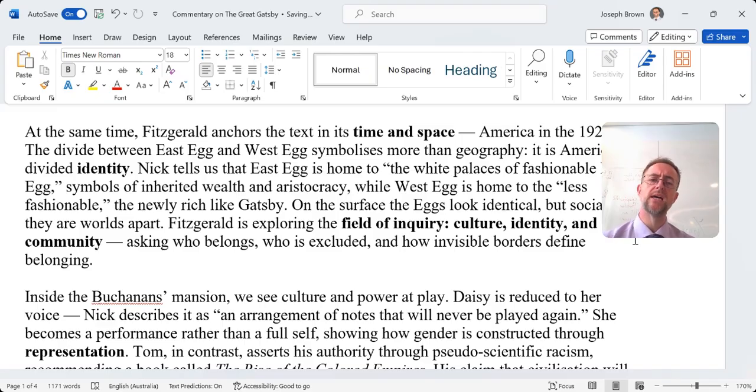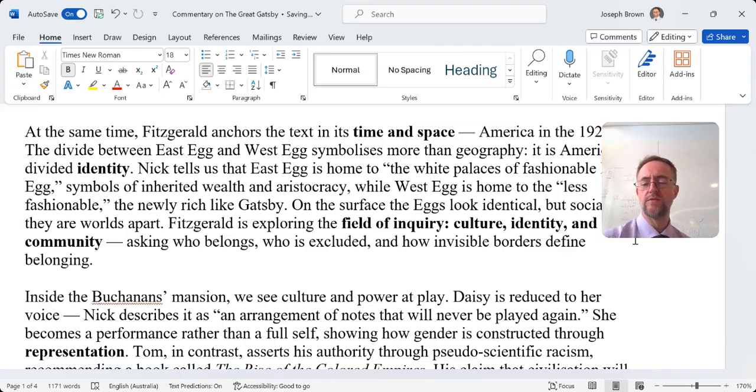Nick tells us that East Egg is home to the white palaces of fashionable East Egg, symbols of inherited wealth and aristocracy. So it's this representation and this description is loaded with connotation. White, palaces, fashionable, even the word East. It's all very loaded. We talked a bit about it in class, and something that should be obvious. But it's almost an allusion as well to the old aristocracies of Europe.